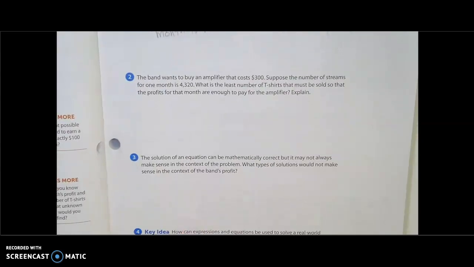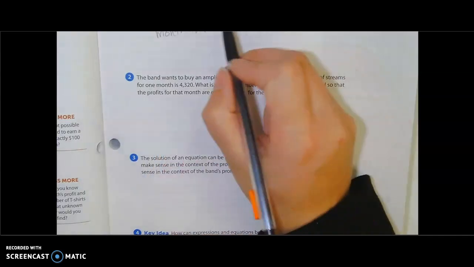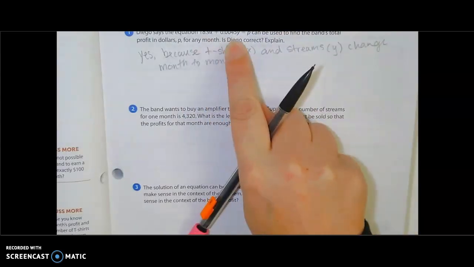All right, question 2. The band wants to buy an amplifier that costs $300. Suppose the number of streams for 1 month is 4,320. What is the least number of t-shirts that must be sold so that the profits for that month are enough to pay for the amplifier? Explain. Well, we know that if we go back to this equation, right?